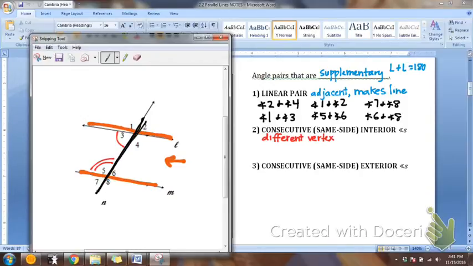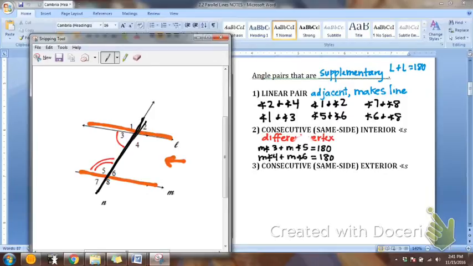Now, these two, remember, added together, make 180 degrees. So, I'm going to say the measure of angle 3 plus the measure of angle 5 equals 180 degrees. So angle 3 plus angle 5 makes 180 degrees. What other two angles might be same side interior? Angle 4 and angle 6. The measure of angle 4 plus the measure of angle 6 equals 180.